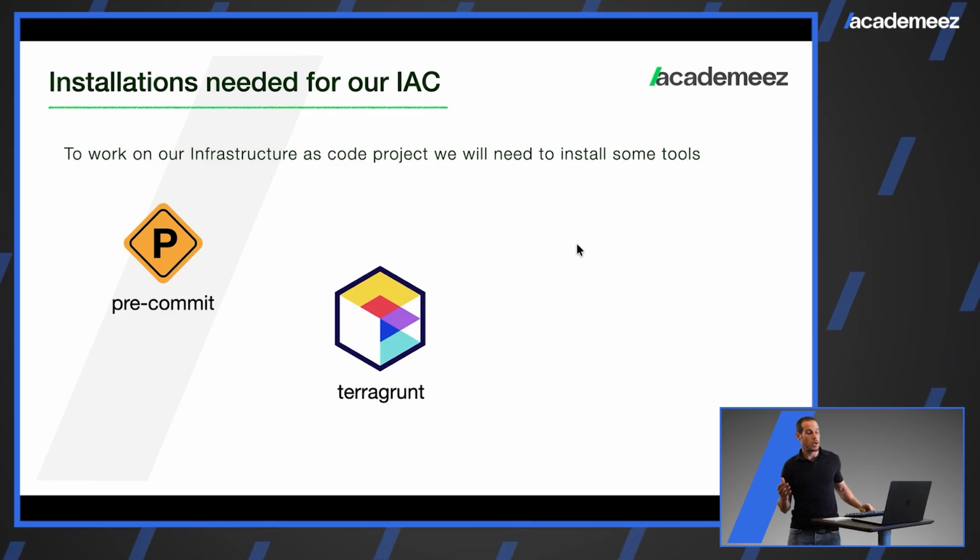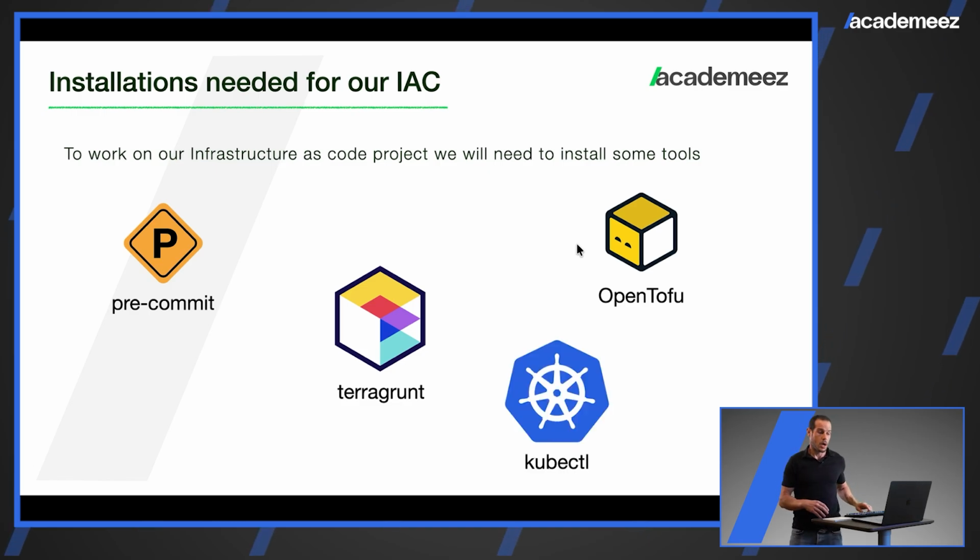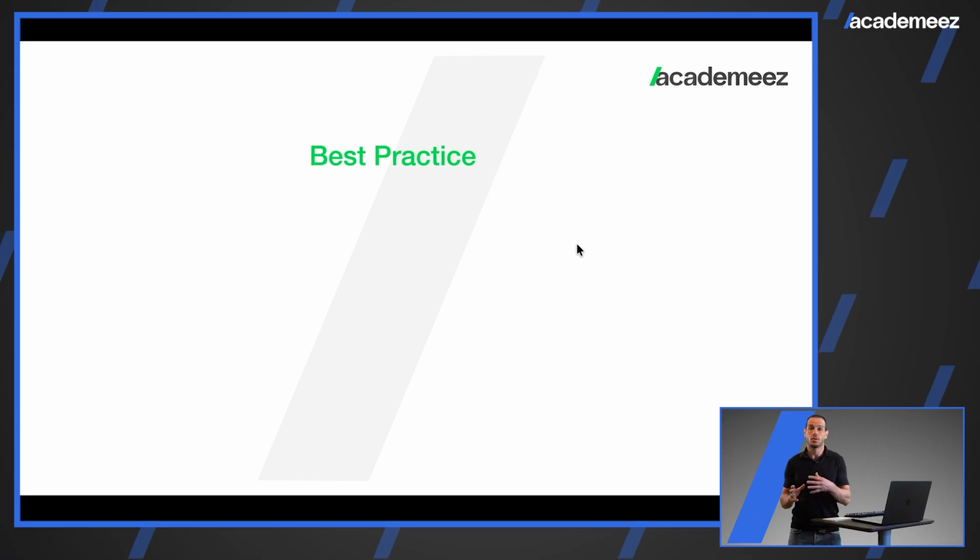We're going to use Terragrunt. We're going to use OpenTofu, but of course you can also use Terraform if you want. In this course we are aligned with open source MIT licensed tools, so we are using OpenTofu, Terragrunt, and pre-commit. We are not using Terraform, but the same code can run also with Terraform. So feel free to install Terraform instead of OpenTofu. And we're going to use kubectl. Those are the tools we need to install in order to work on our Infrastructure as Code project.